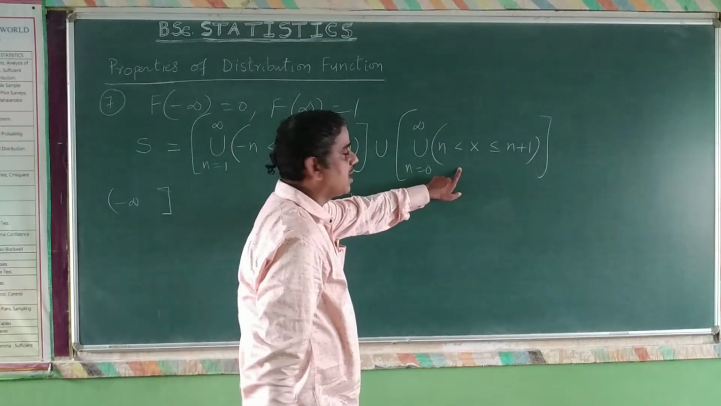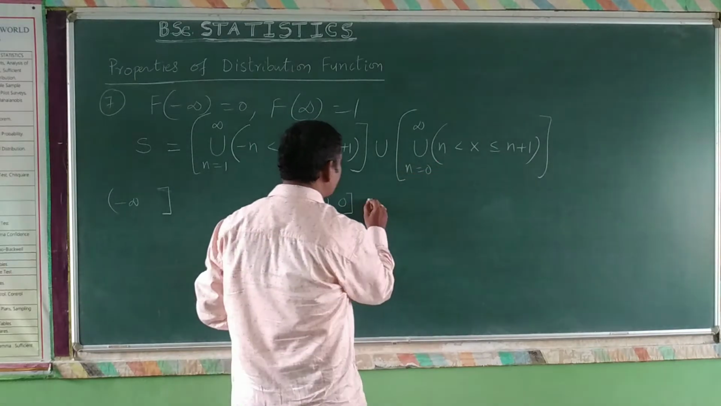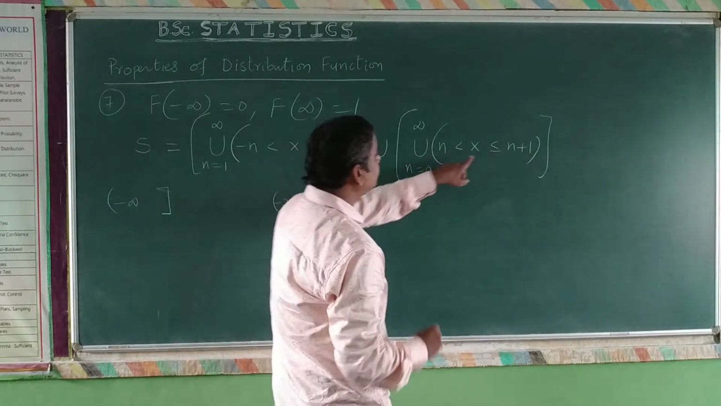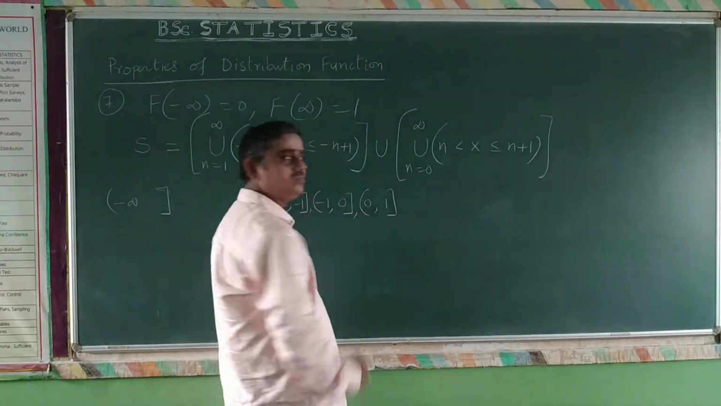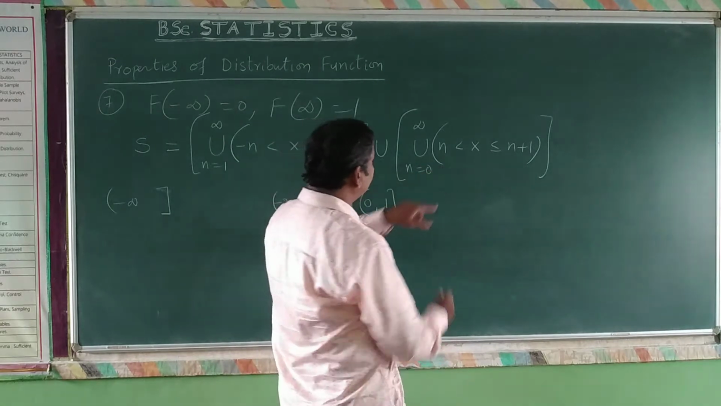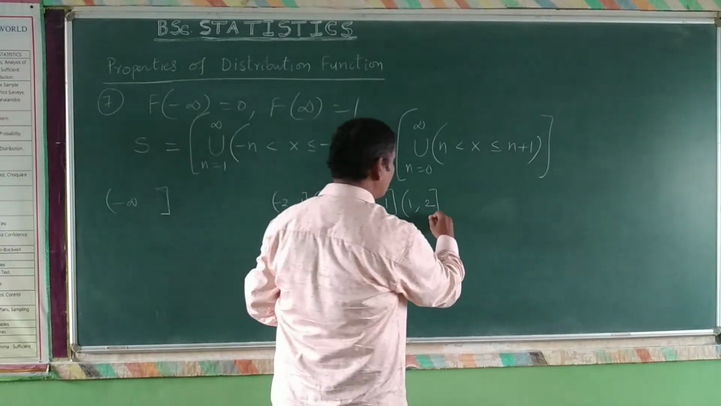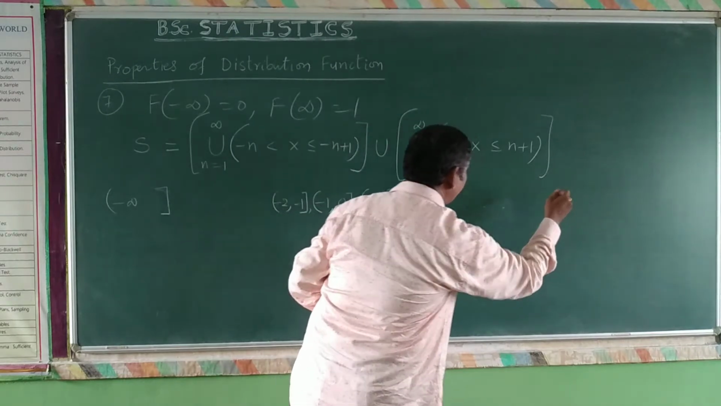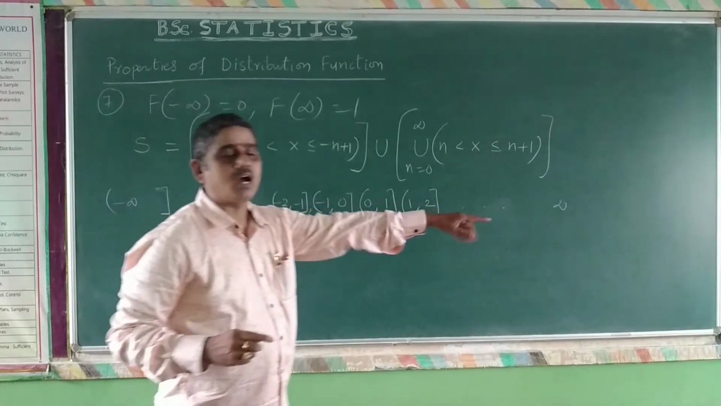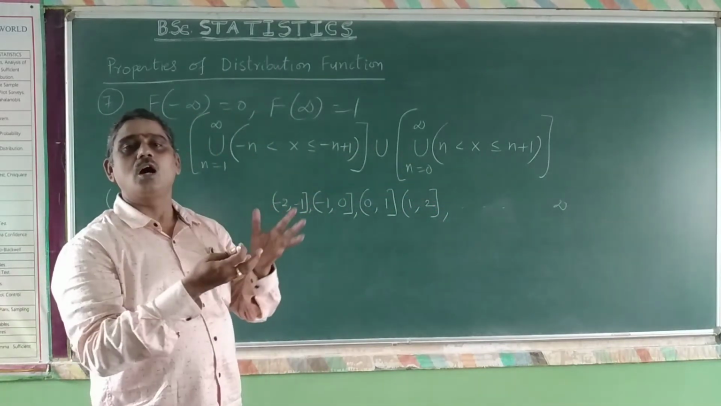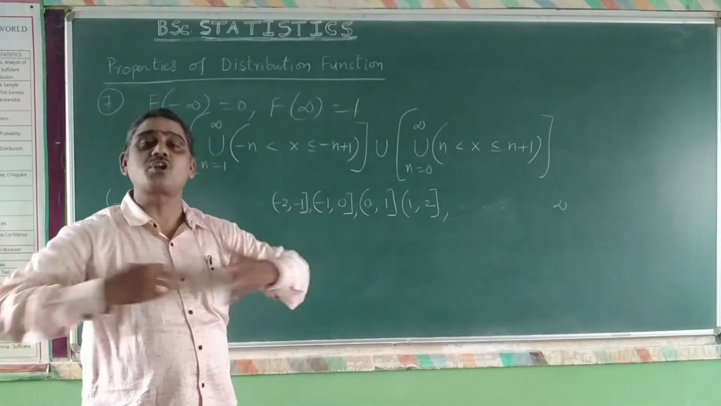Come over here, n equal to 0. 0 is not included, and 0 plus 1, that is 1, is included. And take n equal to 1, and 1 plus 1, 2. It's not included, it's included. And so on, infinity somewhere the set you have. So from minus infinity to infinity, I have considered different events which are disjoint. How?